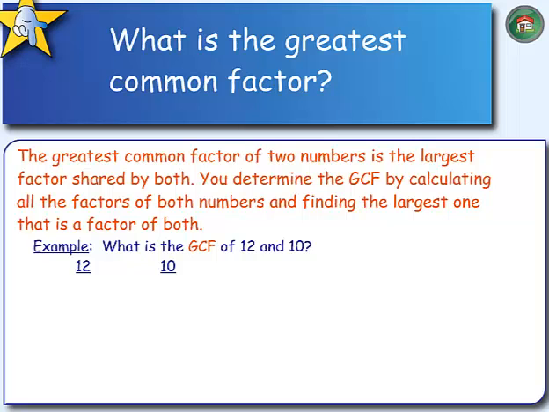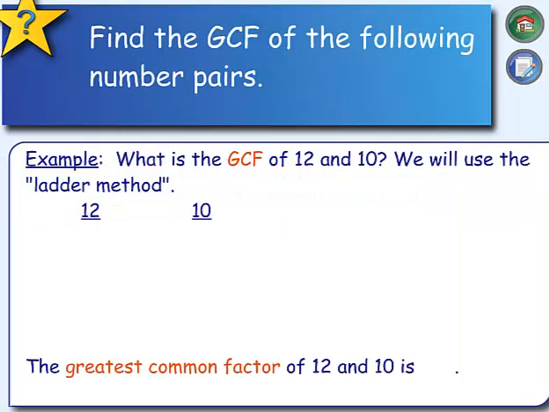The greatest common factor of two numbers is the largest factor shared by both. You can determine the GCF by calculating all the factors of both numbers and finding the largest one. So for example, we wanted to find the greatest common factor of 12 and 10. One way you can do this I call the ladder method. This is where we list all of the factors, circle the common ones, and then take the largest one we see.